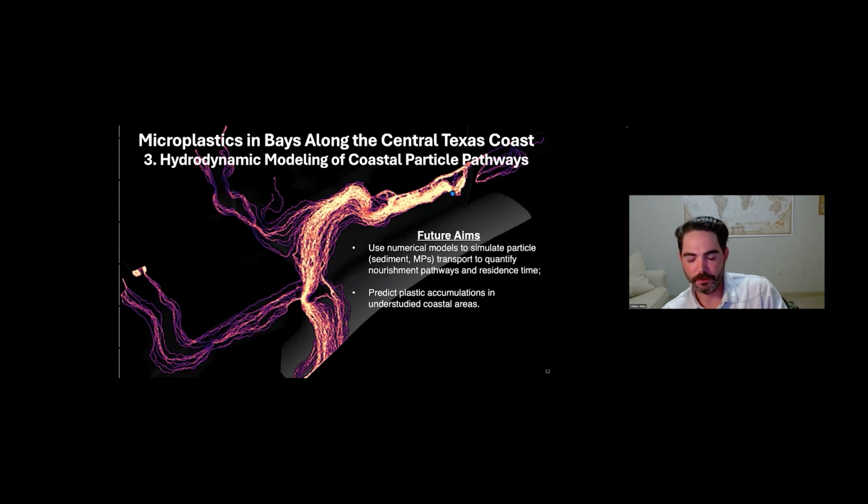And ultimately, we want to be able to apply this model to understudied regions where we don't have the capability or the funds to collect this much data or the time, and ultimately inform potentially at-risk coastal zones relatively rapidly. So this is an area that we're pursuing at the moment.